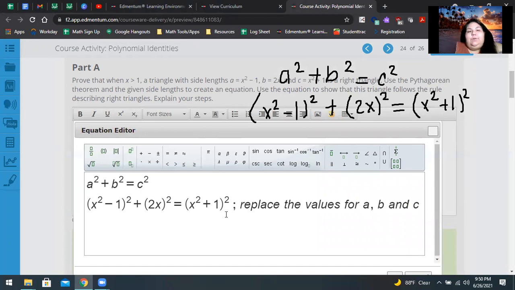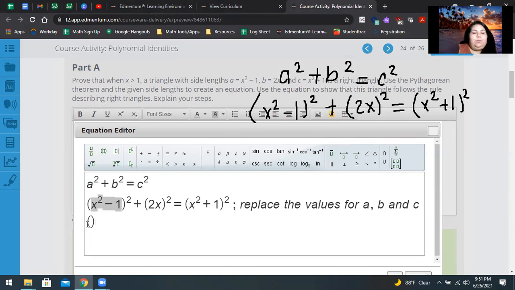So every single thing that you do, you make sure on that same line, tell me exactly what you did. In this case here, again, you're trying to prove the Pythagorean theorem. So the next thing you want to do is actually expand this. So again, I'm helping you a little bit with this piece here.